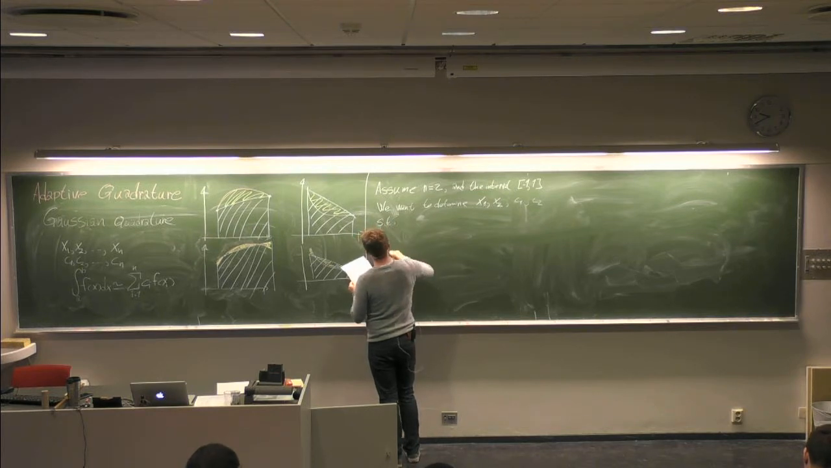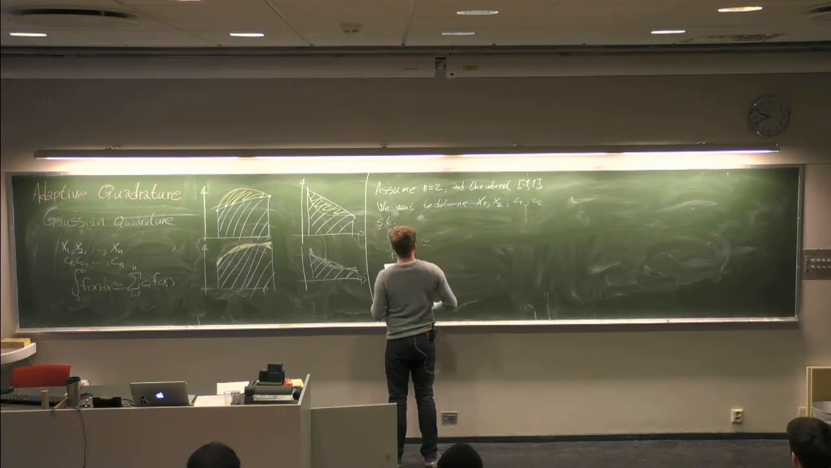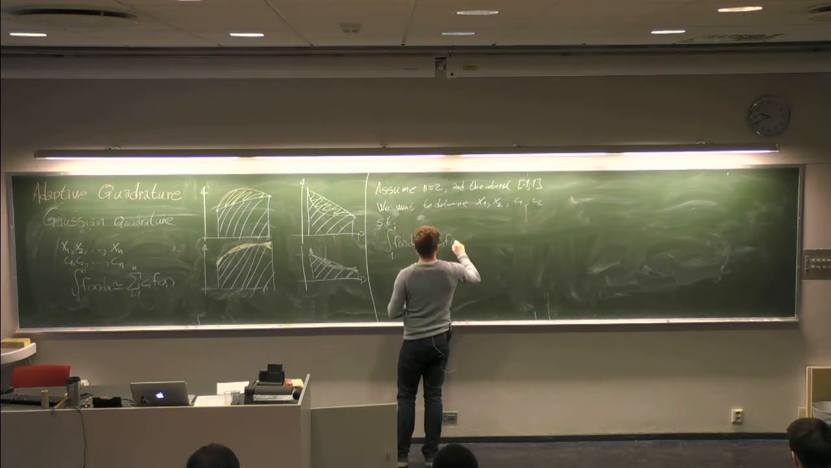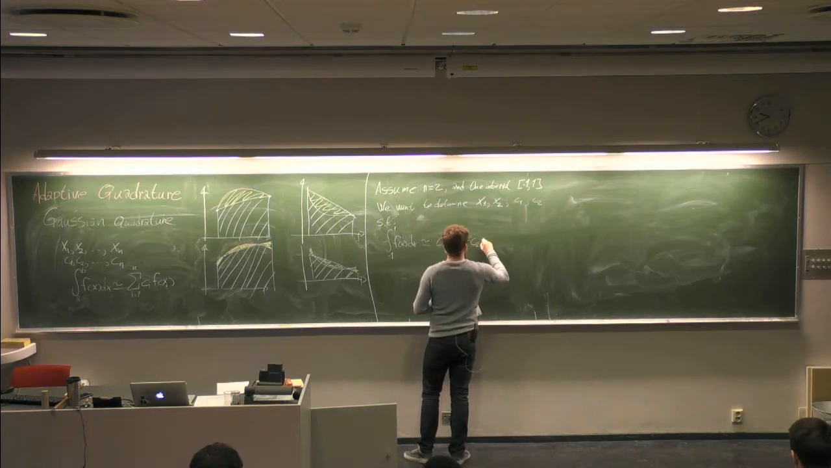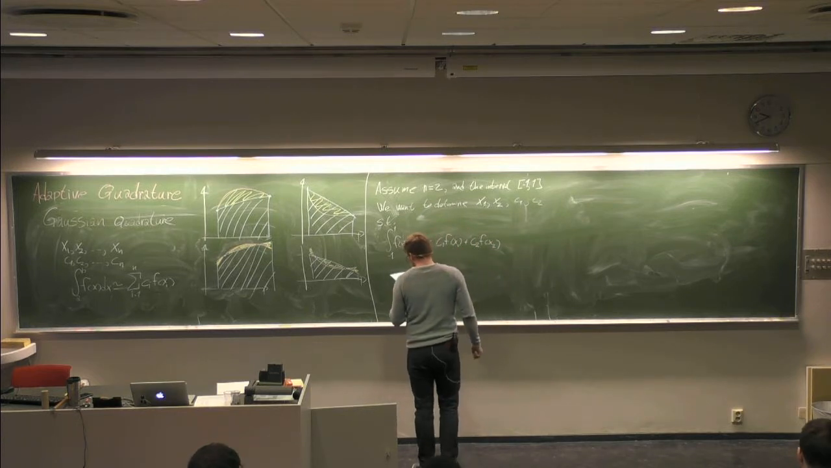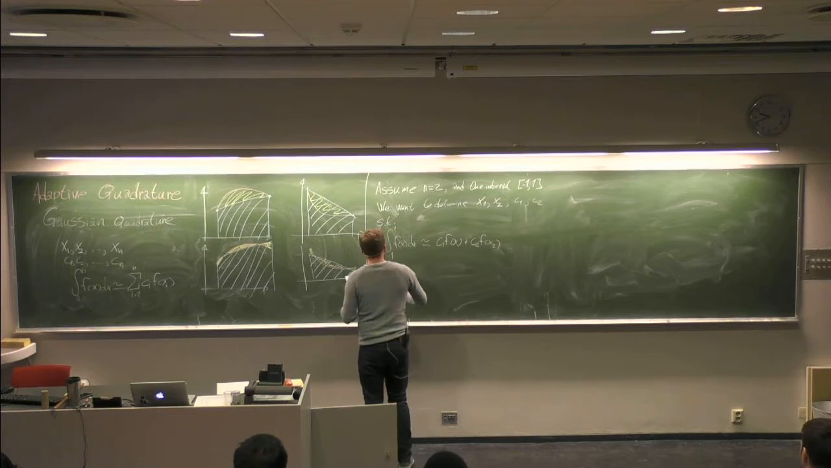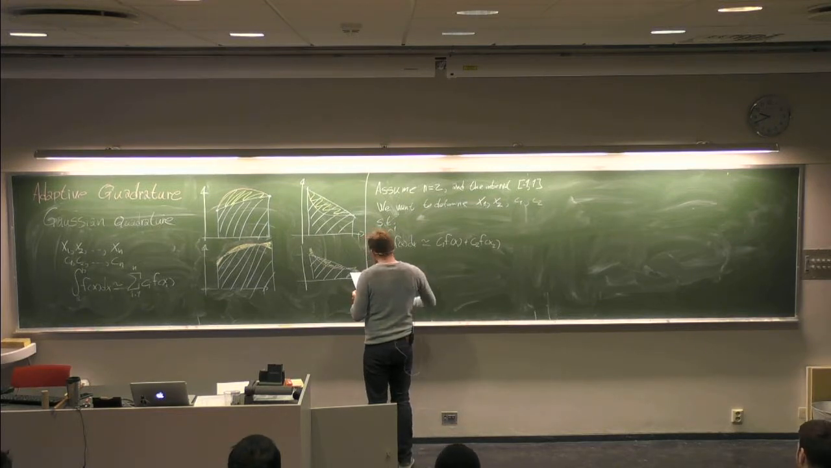such that the integral of a function from -1 to 1 of f(x) dx is as close as possible to c1 times f of x1 plus c2 times the function evaluated at the point x2. I want this to give an exact result.